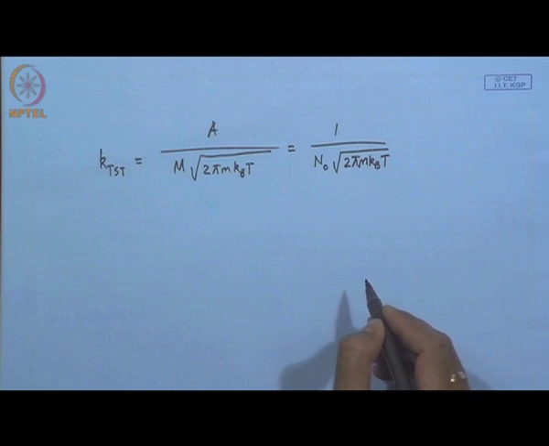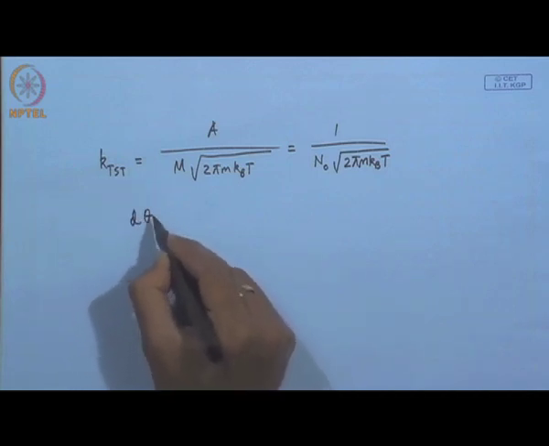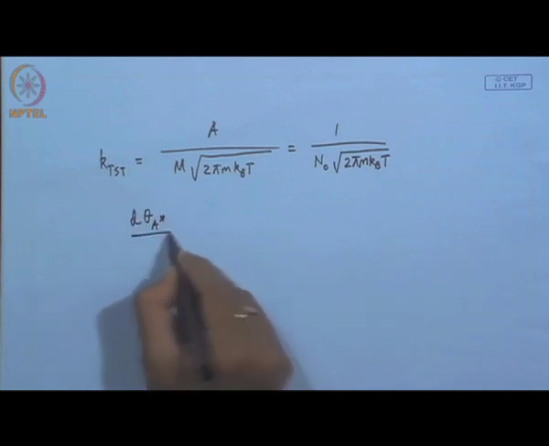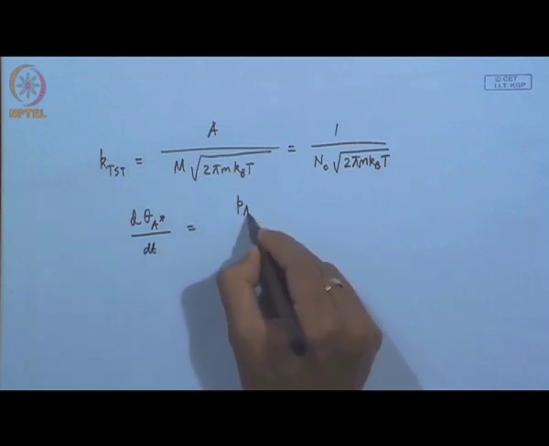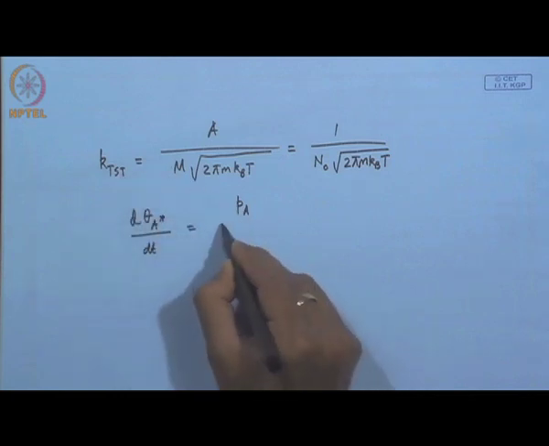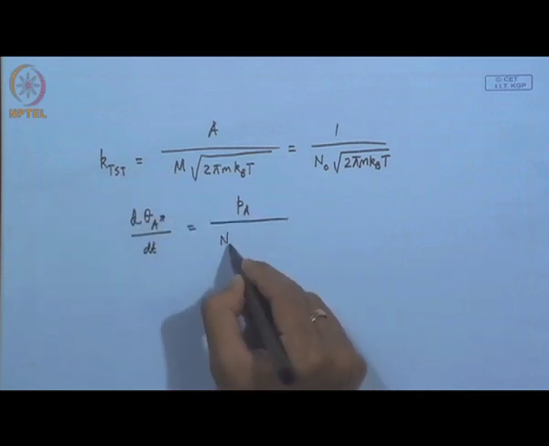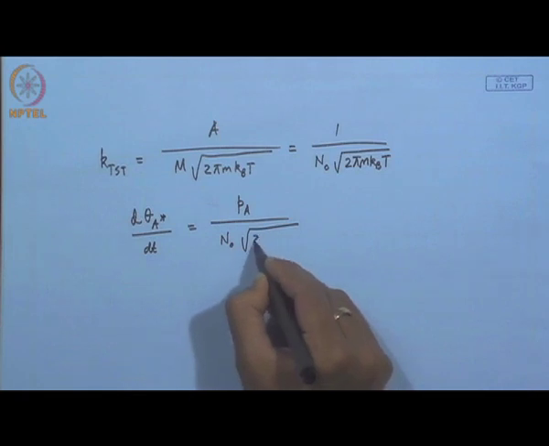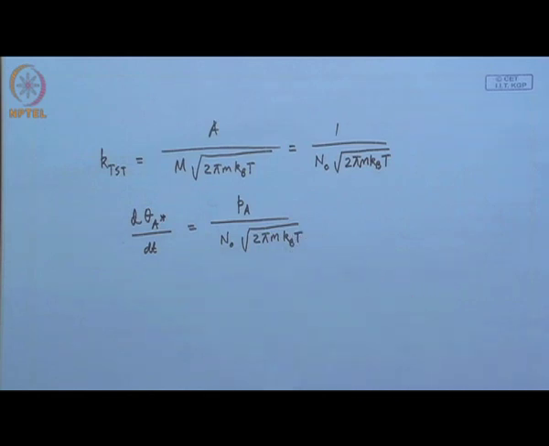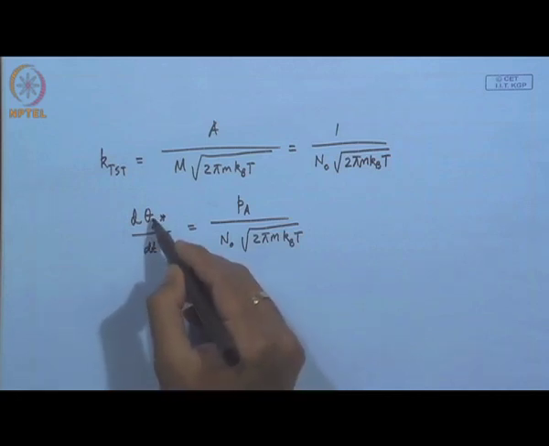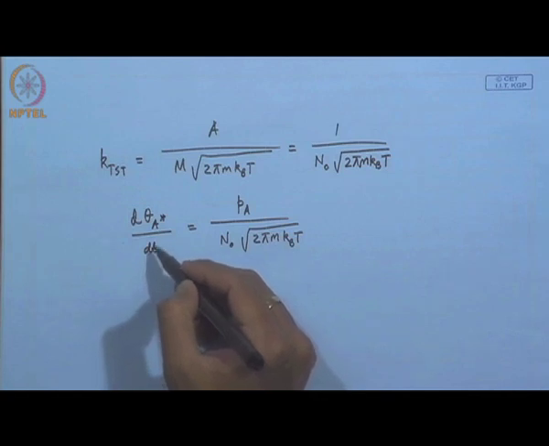Okay. So, that means d theta A star dt will be equal to P A into kTST, that means P A by n0 square root of 2 pi m kB into T. Okay. So, this is your fractional coverage, rate of fractional coverage change.